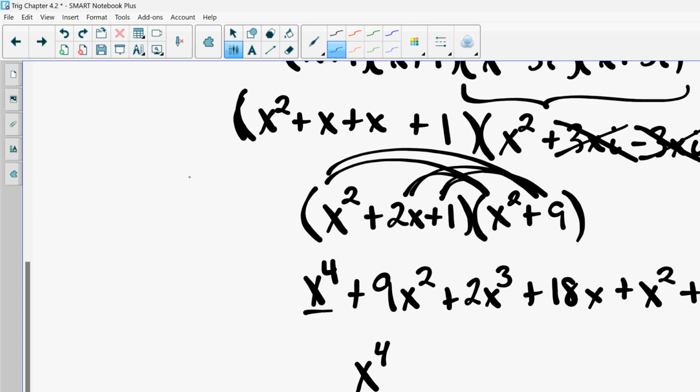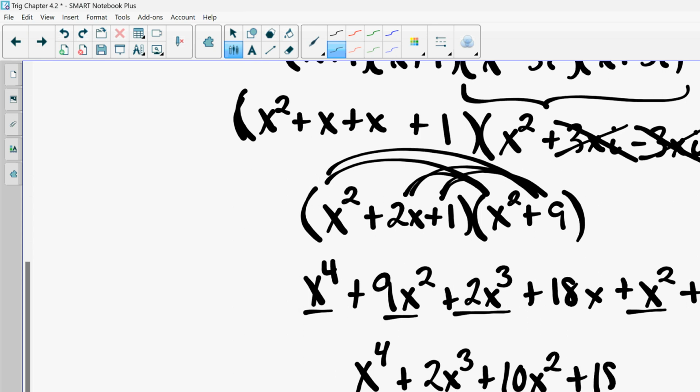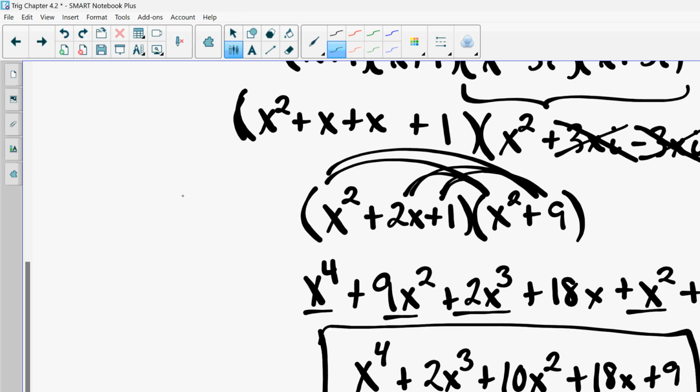X to the 4th does not have any like terms. Now it's tempting to go to x squared next, but we always decrease in power. So 4th, the next one would be 3rd, which would be our plus 2x cubed. Now we would do x squared next. 9x squared plus x squared is 10x squared. Then we have plus 18x plus 9. And this would be our answer.